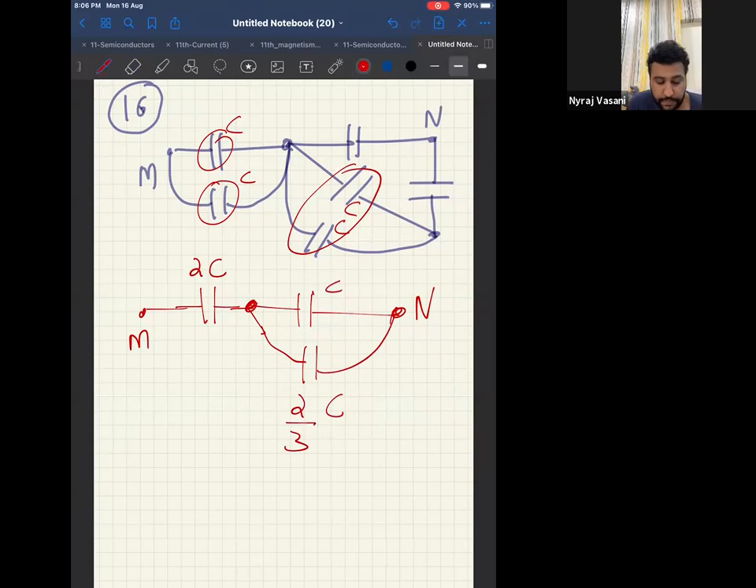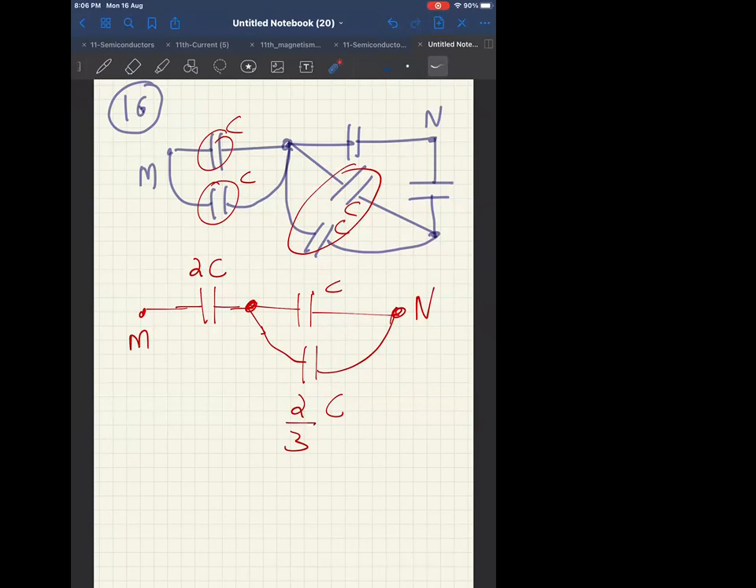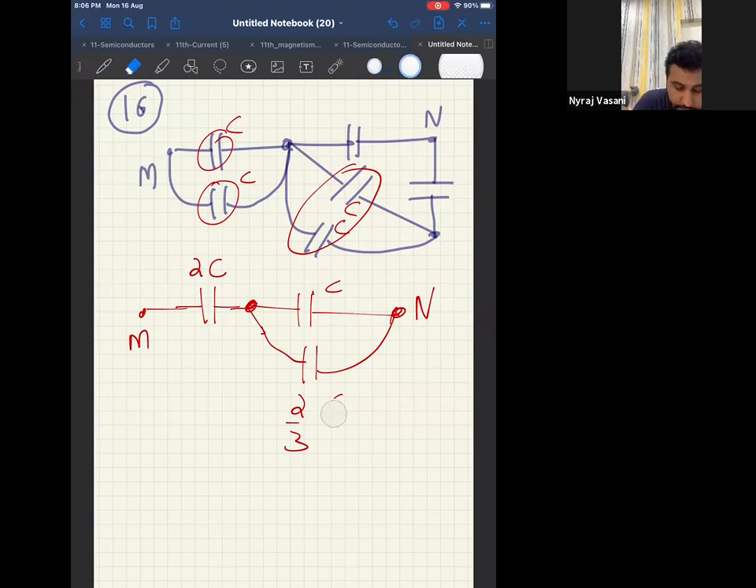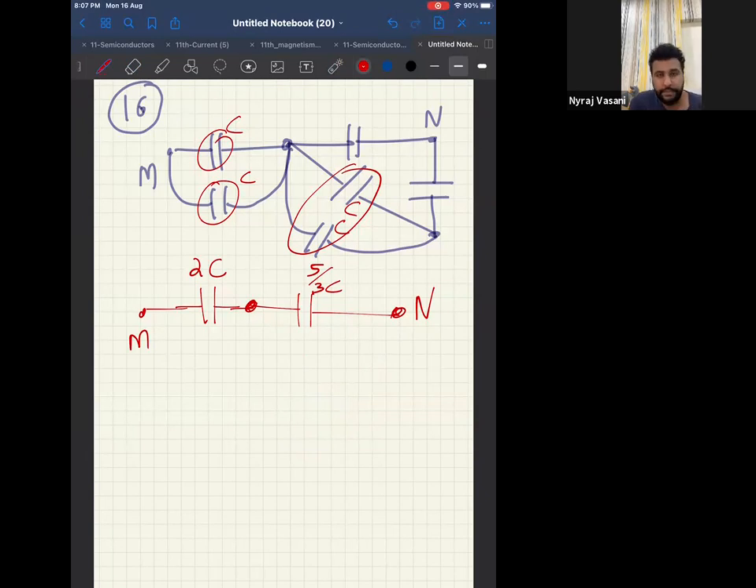Now, 2 by 3 and 1 are again in parallel. So what is 2 by 3 plus 1? 5 by 3. Therefore, can I erase this and write it as 5 by 3C? Correct? Therefore, 2C and 5 by 3C.